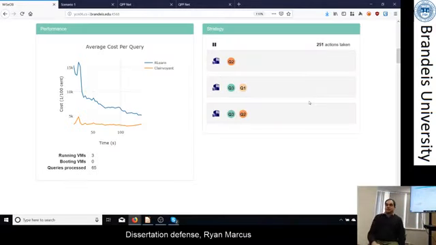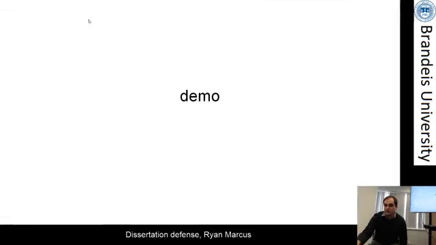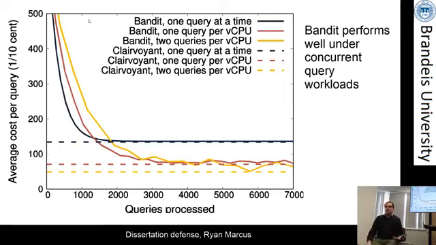So someone asked a question earlier, Luba asked, are you running each one of these in isolation? In that example, we indeed were, but one of the very nice things about Bandit is that it performs very well under concurrent query workloads. So we ran an experiment where we just ran one query at a time, just like the demonstration you just saw. And those are represented by those highest lines.